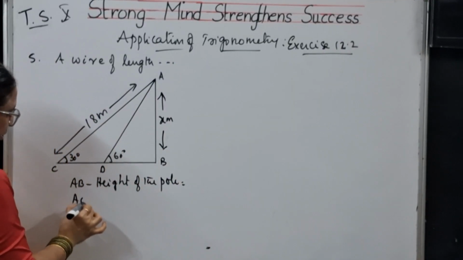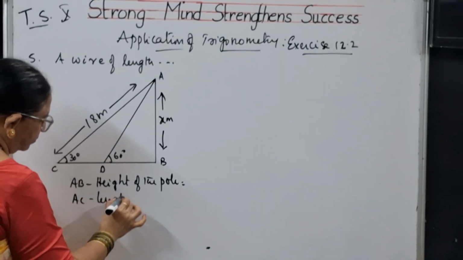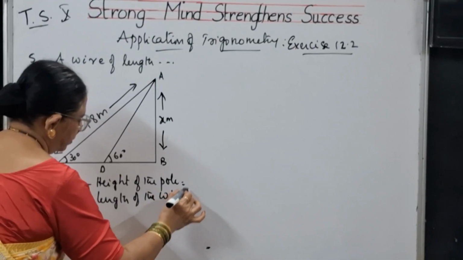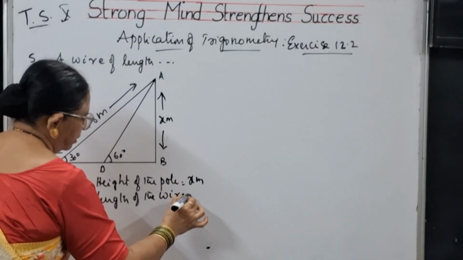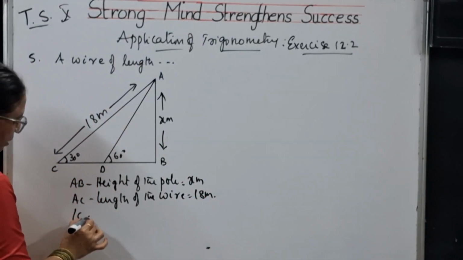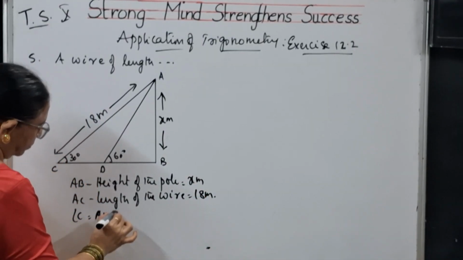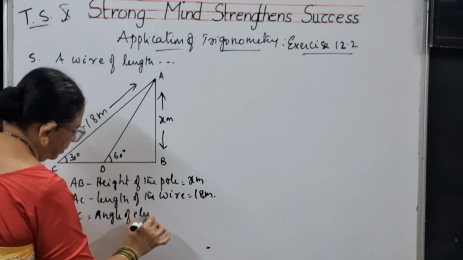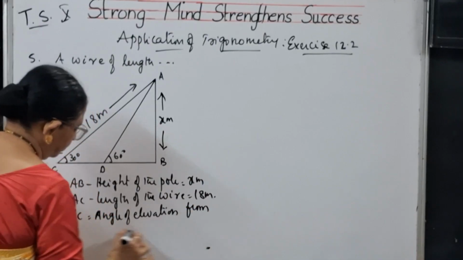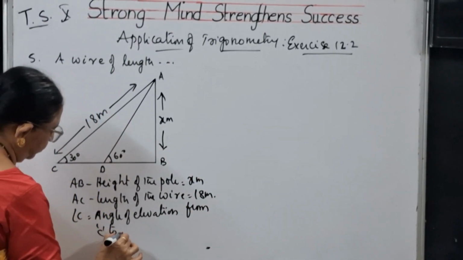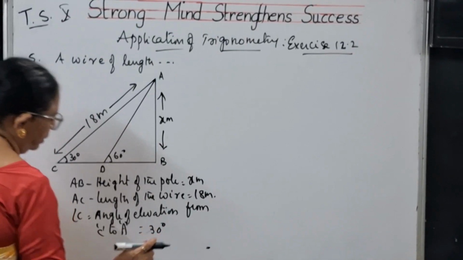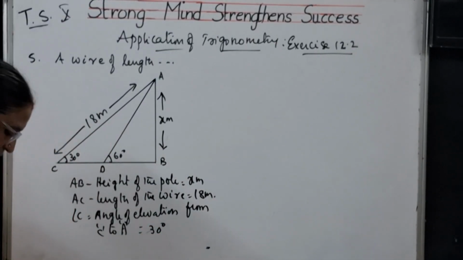And AC is the length of the wire. This is x meters and this is 18 meters. And angle C is angle of elevation from C to A, that is equal to 30 degrees. Now what they did?